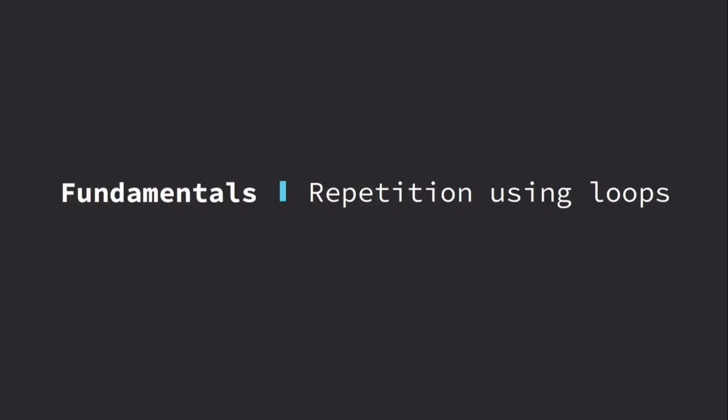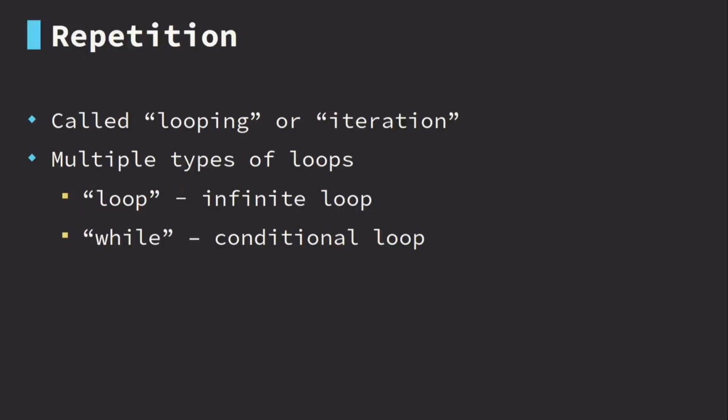In this video, we'll be taking a look at repetition in programs. Specifically, we'll see how to make loops that perform actions multiple times. So in programming, we usually call repetition looping or iteration. There are multiple types of loops available in Rust.